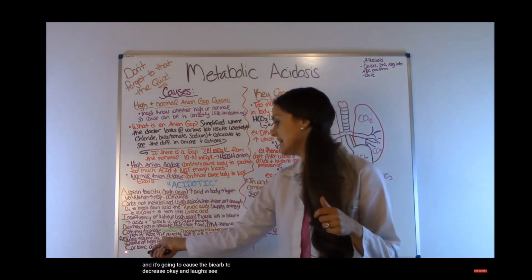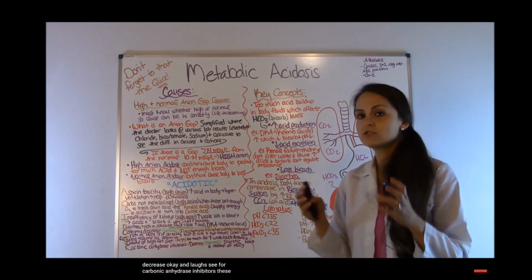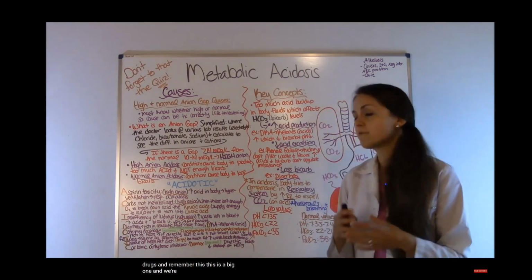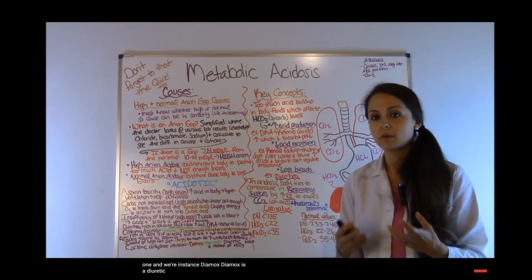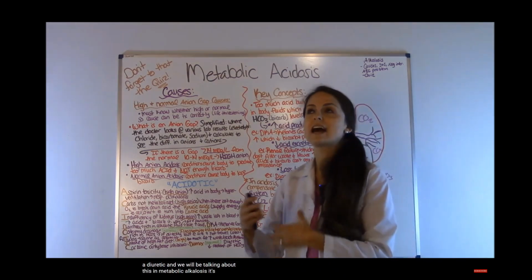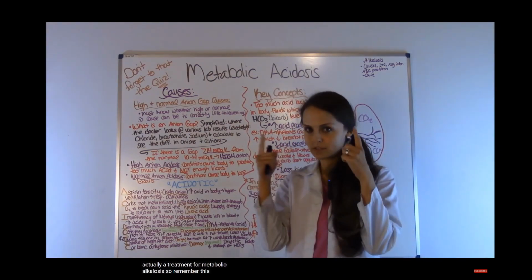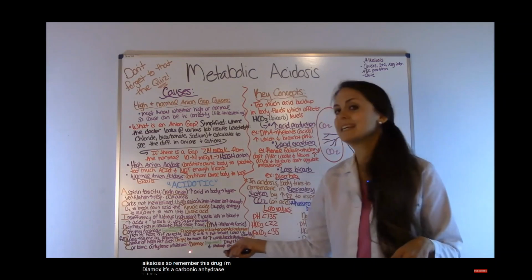Okay, and last, C for carbonic anhydrase inhibitors. These drugs, remember, this is a big one. For instance, Diamox. Diamox is a diuretic, and we will be talking about this in metabolic alkalosis. It's actually a treatment for metabolic alkalosis, so remember this drug, Diamox. It's a carbonic anhydrase inhibitor.